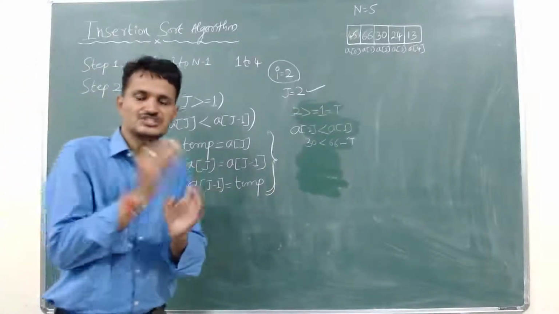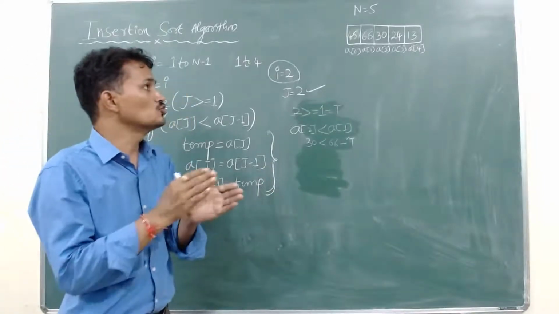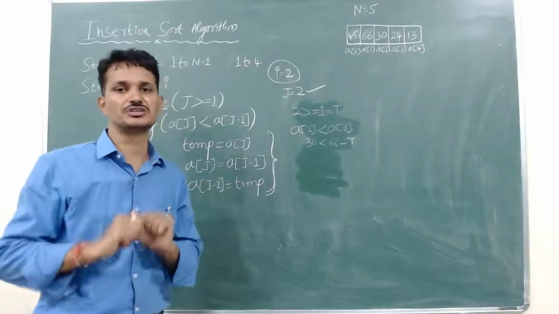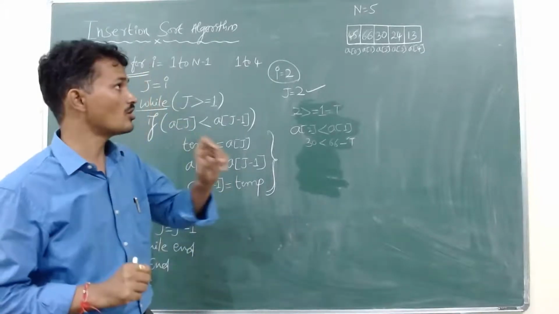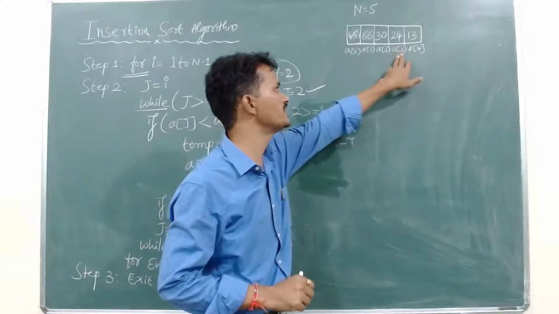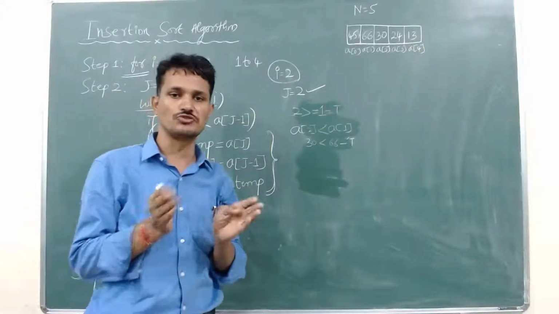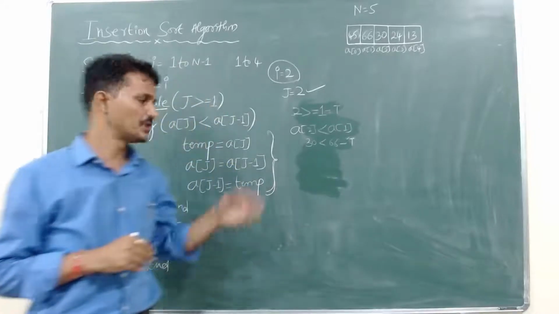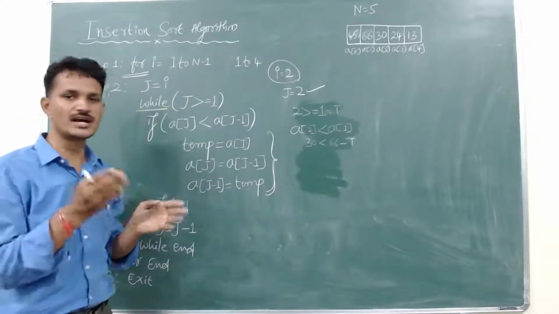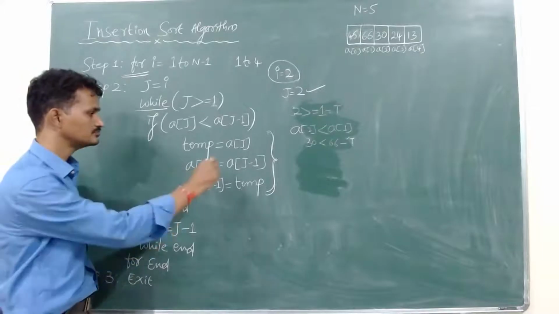So I will interchange a of 2 with a of 1 and a of 1 with a of 2 without altering a of 0, a of 3 and a of 4. Only those two particular locations are going to exchange their values because the condition is true. That is why I am interchanging those two values.